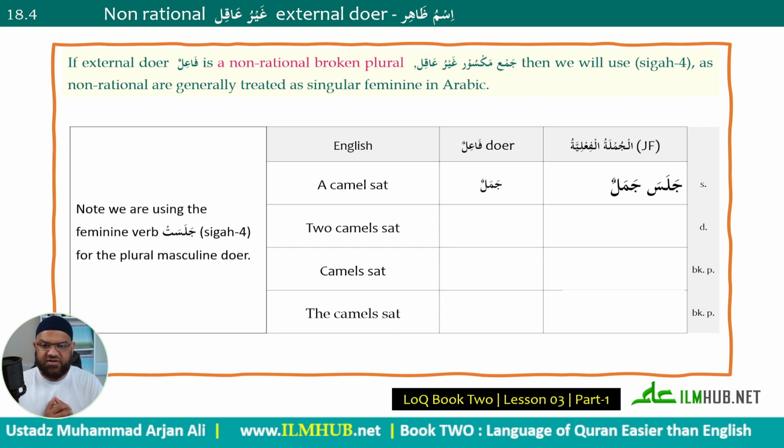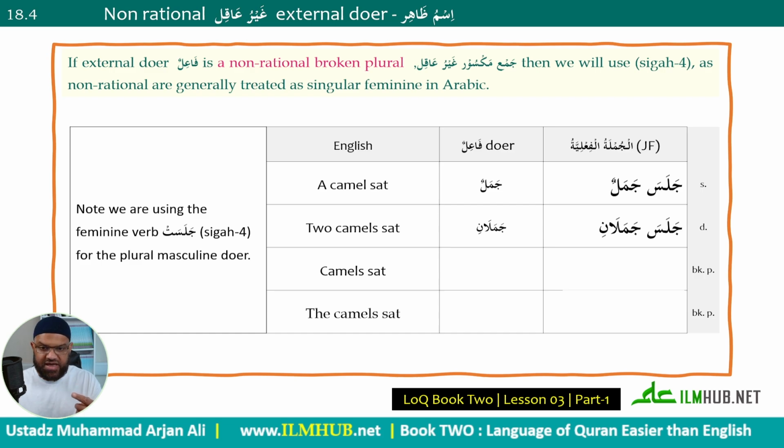So here I have jamalun. Jamalun means a camel, male camel. So if I wanted to say a camel sat, I would say jalasa jamalun. Very easy. Two camels sat, jalasa jamalani. Again, we are following our rules. There's no variation. But on the other hand, if I want to say 3 or more camels sat, camels are what? Non-rationals. Okay, they're plural now.